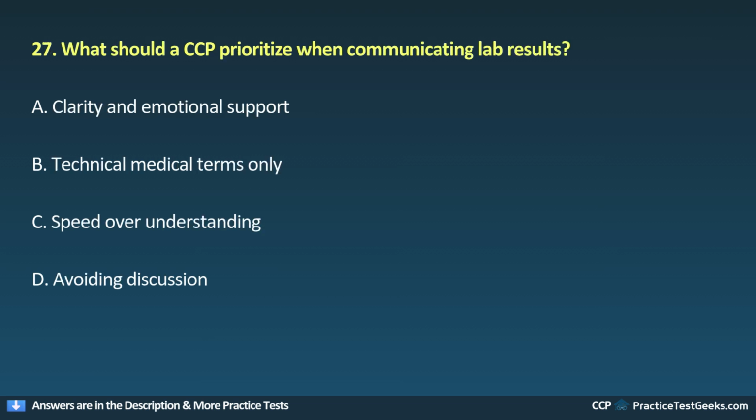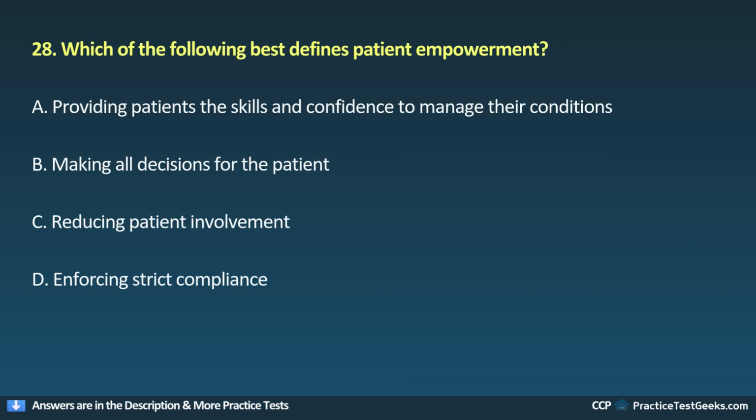27. What should a CCP prioritize when communicating lab results? A. Clarity and emotional support. B. Technical medical terms only. C. Speed over understanding. D. Avoiding discussion.